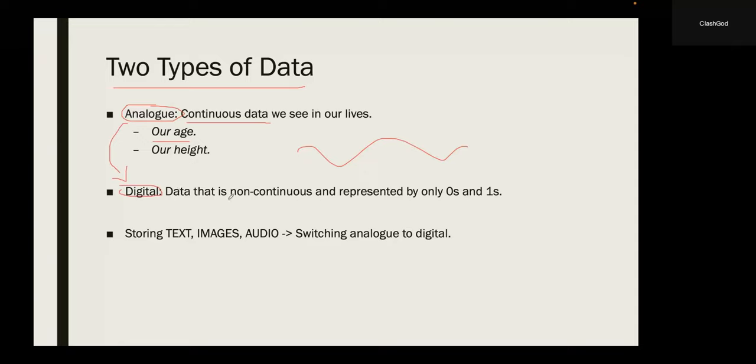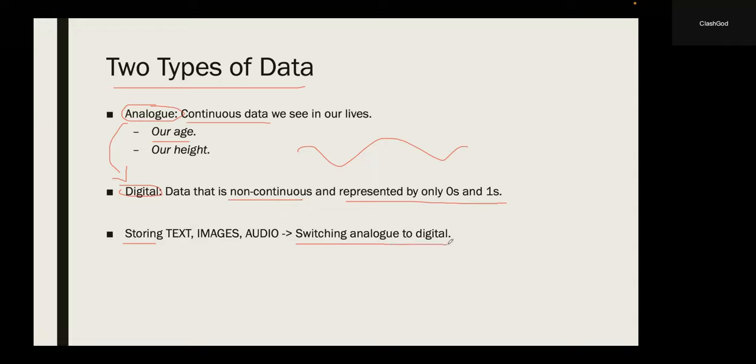Digital data, on the other hand, is non-continuous and represented only by zeros and ones, so binary data. An example of non-continuous data is every piece of data stored on our computers. They are actually non-continuous. So music on our computers is actually non-continuous. We will explain that in more detail later on, but for now, just remember what analog and digital mean. So essentially, when we store data such as text, images, or audio, what we are doing is switching data from analog to digital.